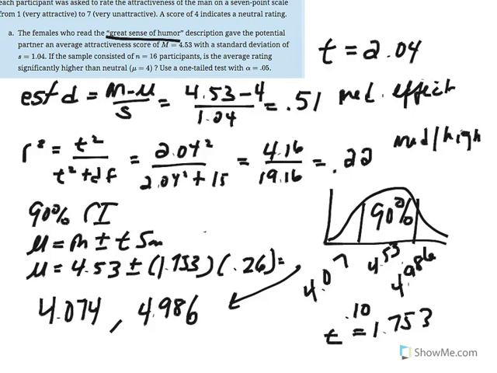The Cohen's d represents the effect size expressed in standard deviation units, the movement, the difference in scores. The effect size represented as a percentage of change due to treatment. In this case, 22% of the change in attractiveness ratings is due to those being described as having a great sense of humor. And then finally, we're 90% confident that if we described all men as having a great sense of humor, their attractiveness rating would range between 4.07 and 4.98.